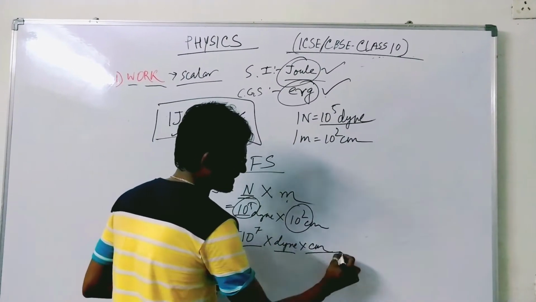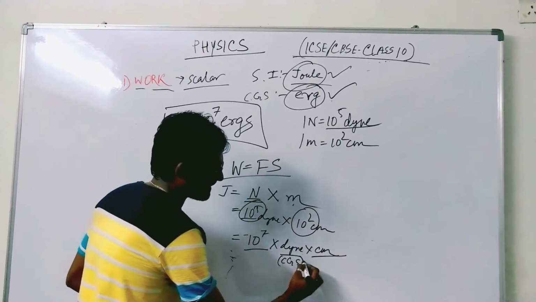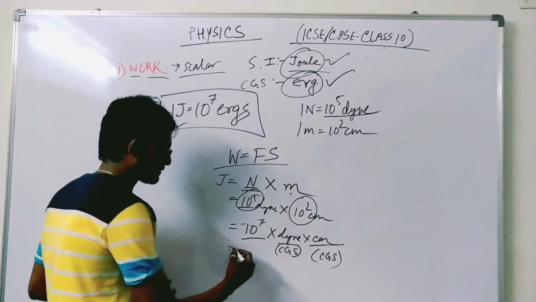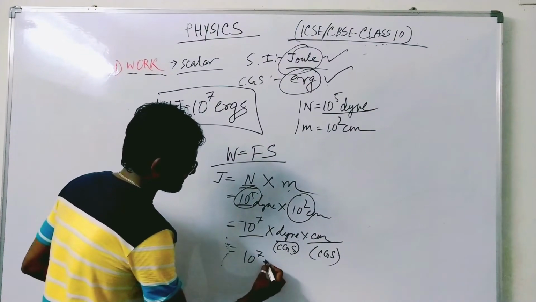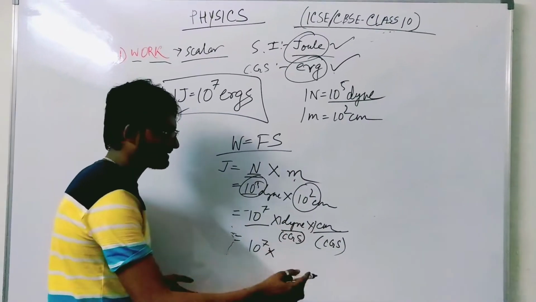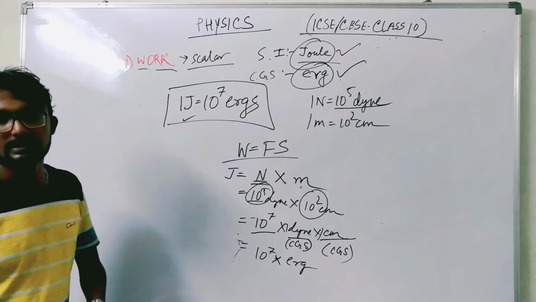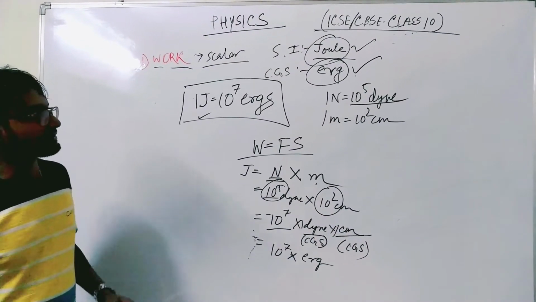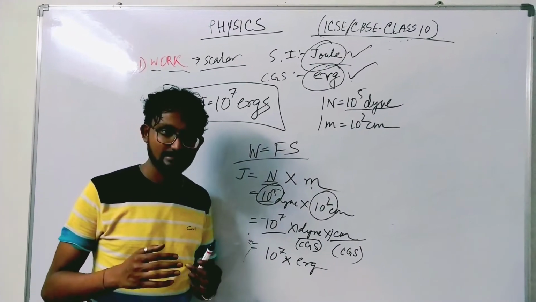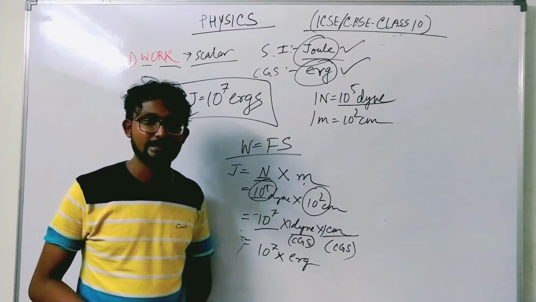So what is dyne and what is centimeter? Dyne is the CGS unit of force and centimeter is the CGS unit of distance or displacement. So 1 dyne times 1 centimeter is nothing but an erg. Got it? So 1 joule is equal to 10 to the power 7 ergs. So this is the derivation of the formula. You guys definitely remember this because this can come in your exam as well.